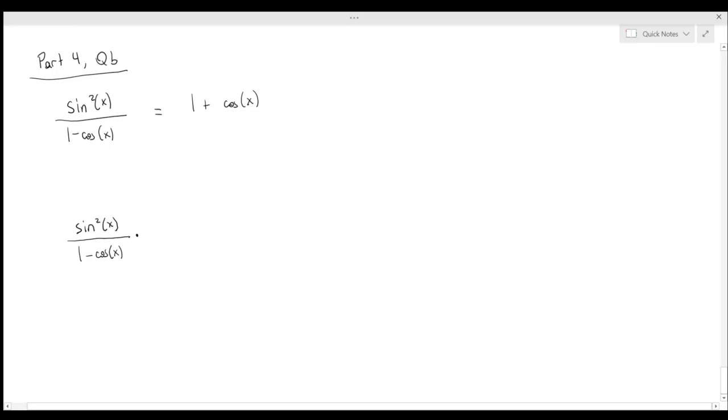Now, this problem here, one thing that kind of jumps out to me right now is trying to multiply top and bottom by the conjugate of the denominator. So the conjugate of the denominator would be the same thing, just with a plus sign instead of a minus in the middle. Okay. And there's a reason why that kind of stands out to me. Try and multiply top and bottom by the conjugate.